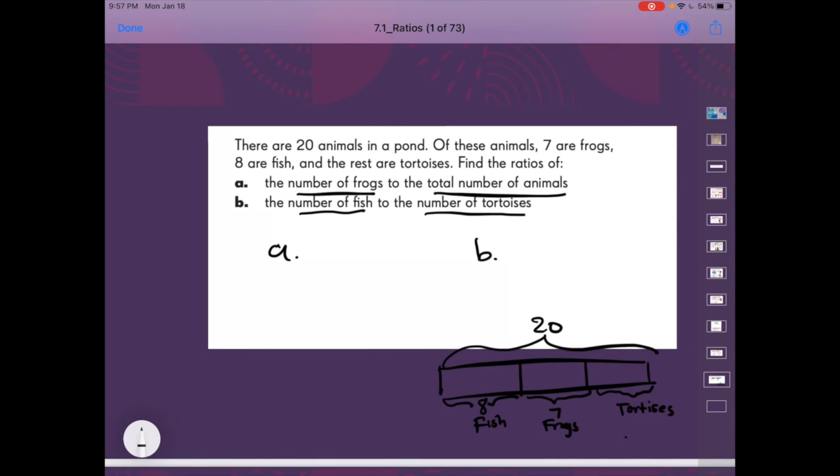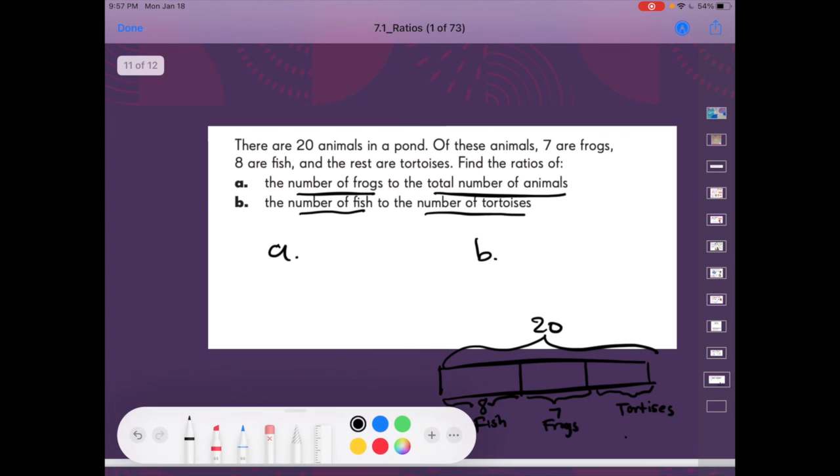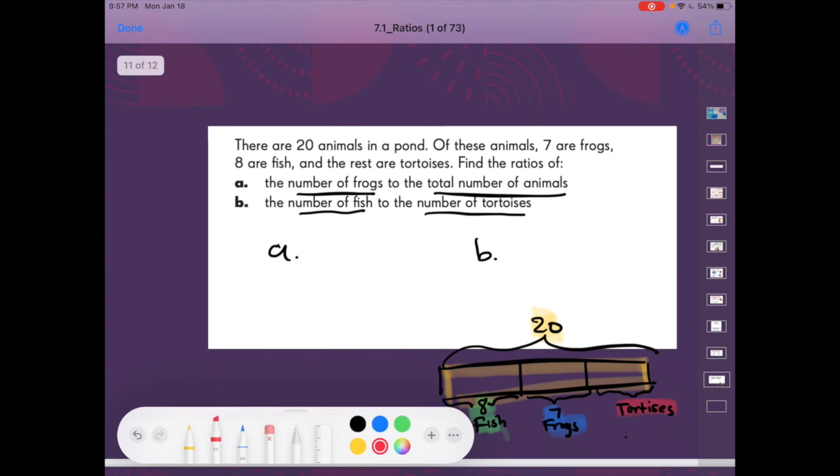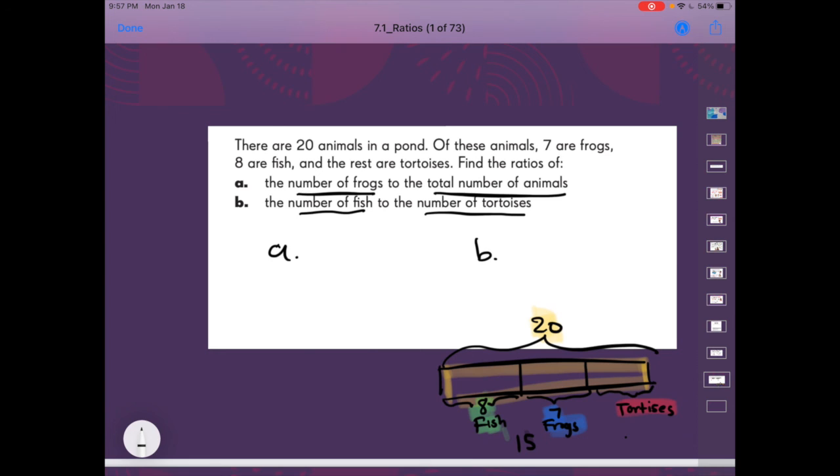Okay, so some of you might have thought through this using a bar model. Let's look at this one together. Our total number of animals is 20, and it said we had 8 fish. So this part of the bar model represents 8 fish. And here are our 7 frogs. And it said the rest were tortoises. If we combine 8 and 7, we see that we have 15 little creatures, meaning that this missing bar would be 5. So 5 tortoises. Now we can write our ratios.